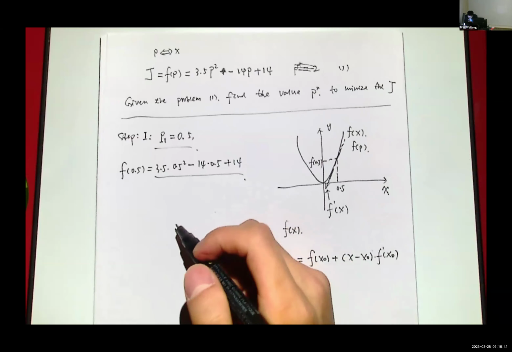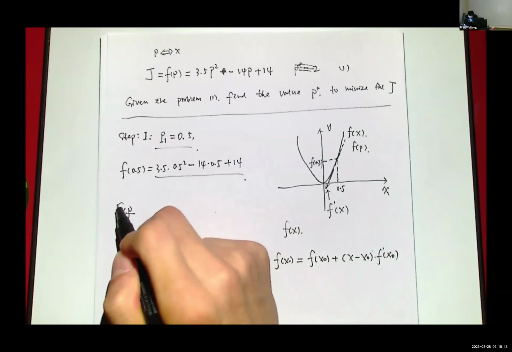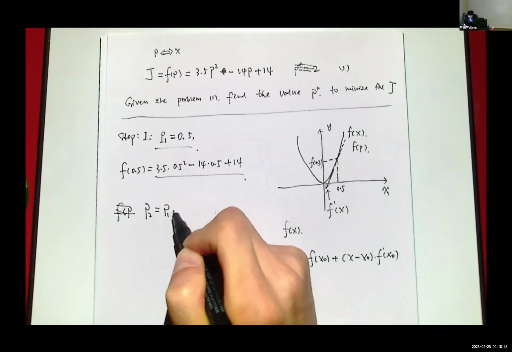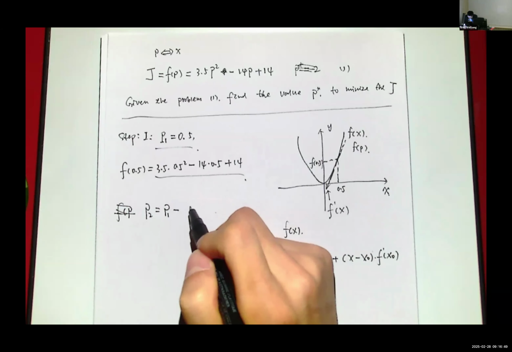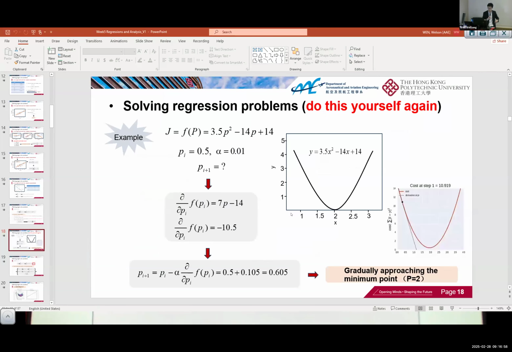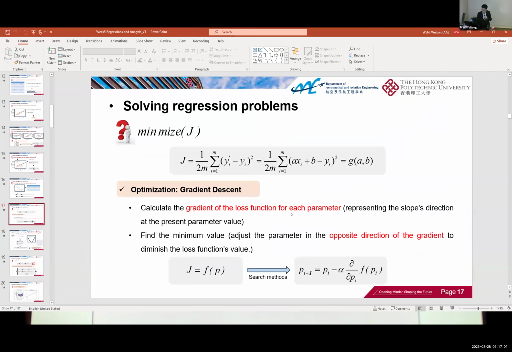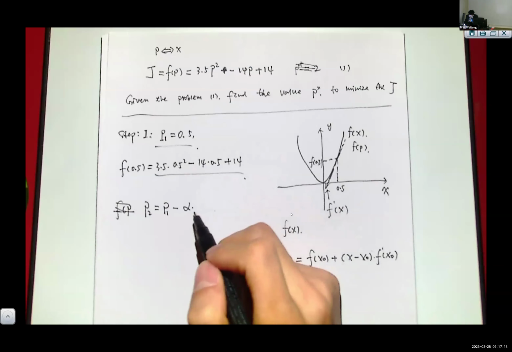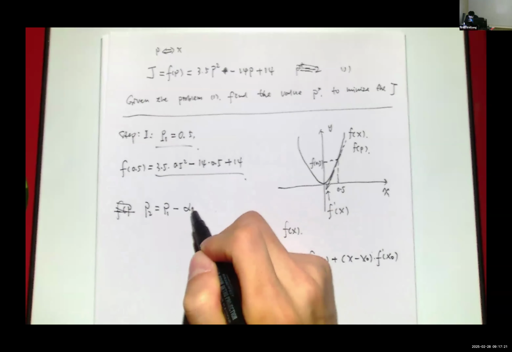If you look at the slide, P2 is equal to P1 minus the learning rate. In here we select the learning rate as a very small value. So the next iteration is equivalent to the previous iteration value minus the learning rate multiplied by the gradient. Alpha is the learning rate.